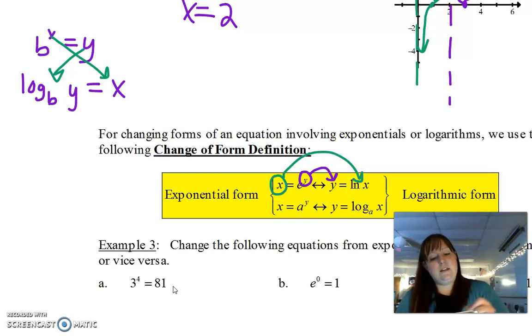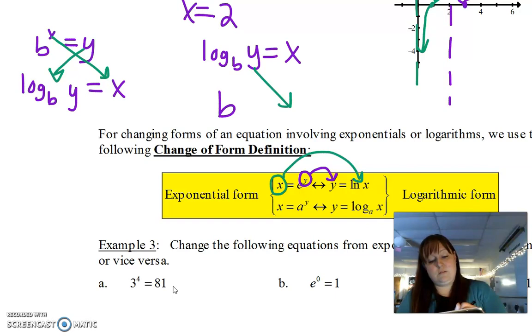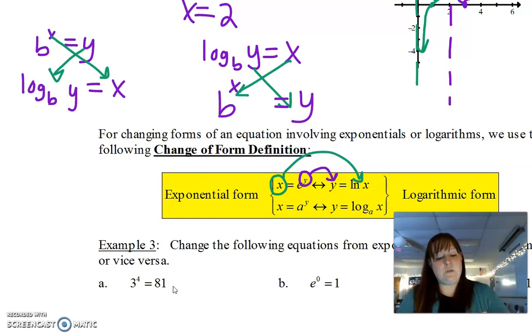All right? And we could go the other way. If we had log base b of y equals x, then our base stays the same. I'm going to put that here. Our base stays the same. And then our input becomes our output, and our output becomes our input. Okay? So that's how we switch them back and forth.